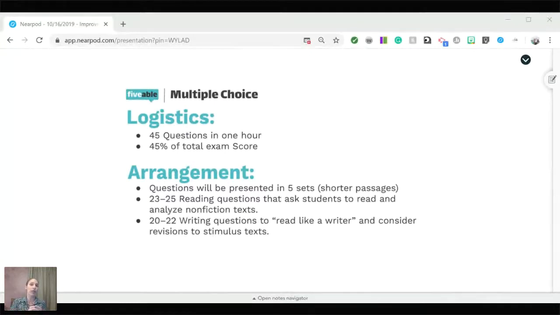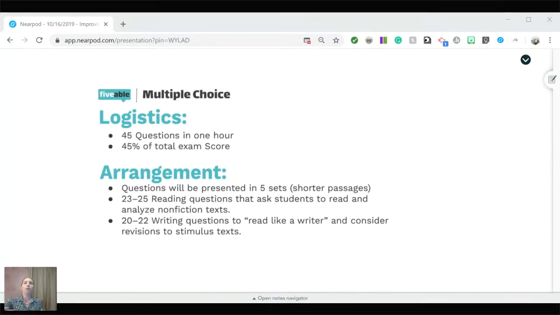They're going to be shorter sets with 23 to 25 reading questions asking you about the analysis of nonfiction, and 20 to 22 that ask you to read like a writer. So these are the ones about the writing process that I talked about, okay? So pacing. Now, full disclosure, okay?